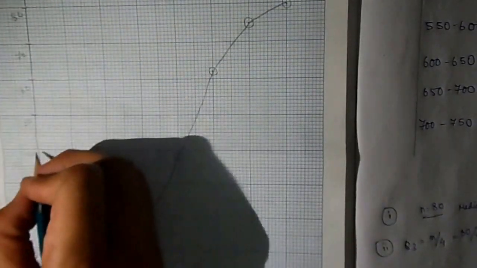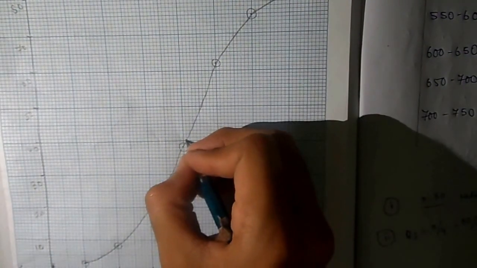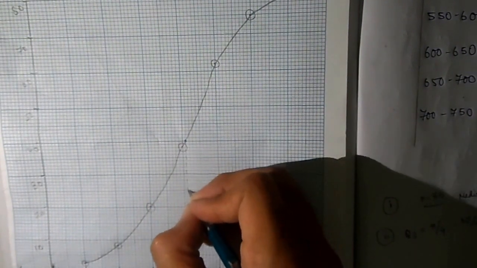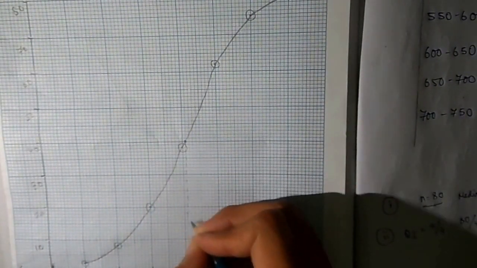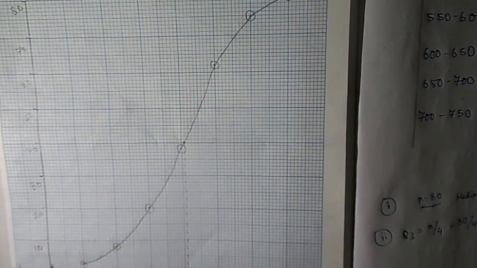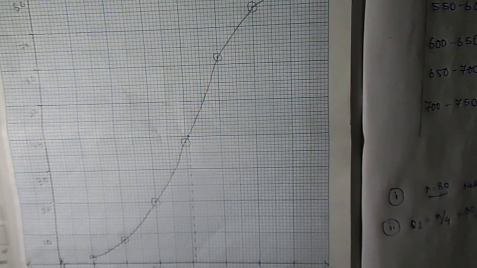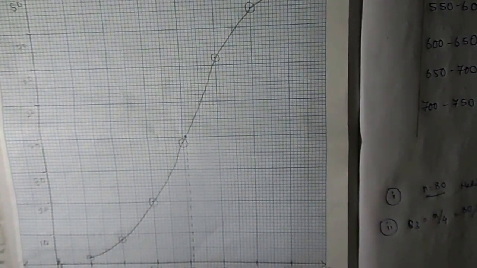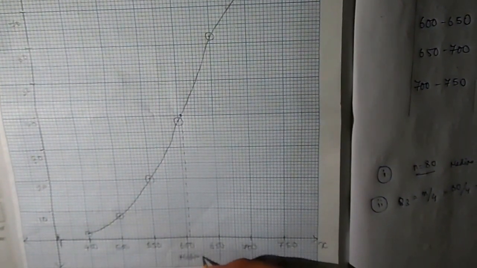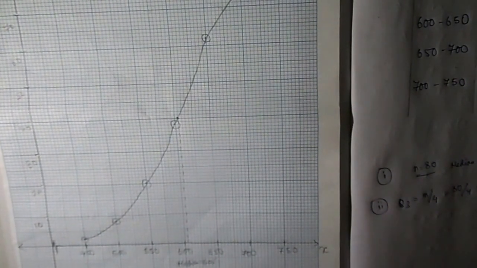Now 40. This is 40. This here is the point. I'm not using a scale. Try to make a straight line. So this will be equal to the median. So this will be something 650. This will be 605. So write it over here. Median equals 605. Okay, we will write that in another place, so don't worry.